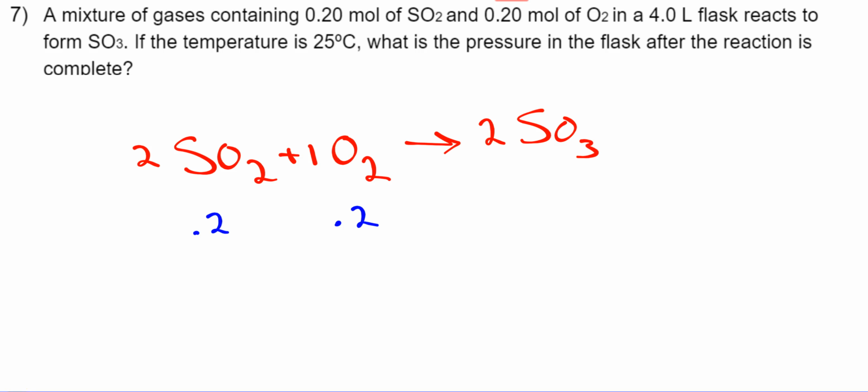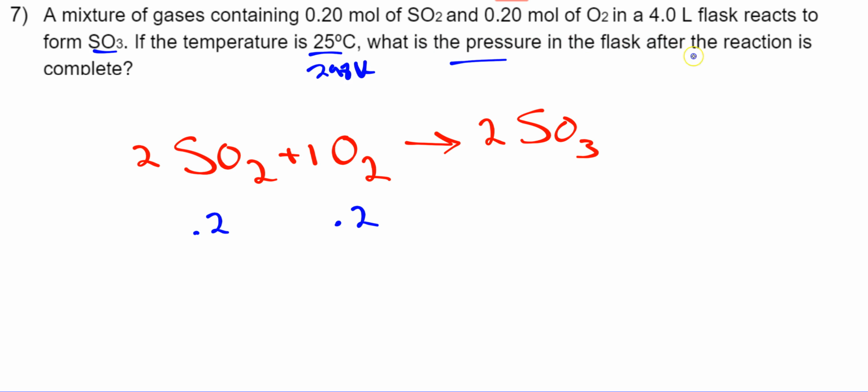This problem is a little bit tricky, but it's not the worst problem we're going to do. But make sure you understand how I do this. A mixture of SO2 and O2 are allowed to react to form SO3. First off, I wrote out and balanced this equation. We'll use 298 Kelvin.